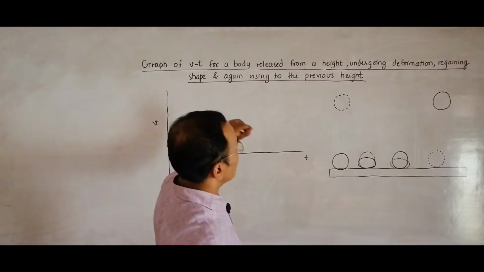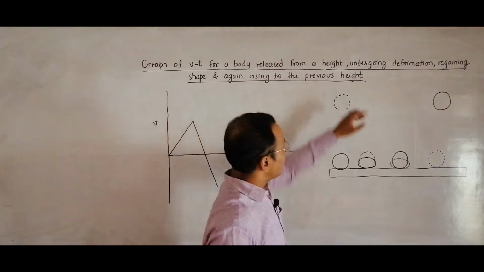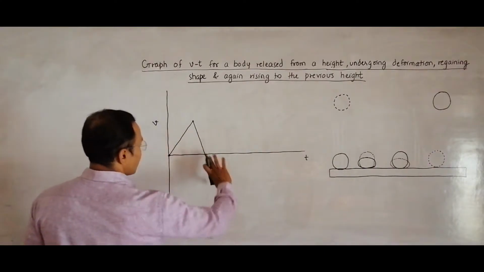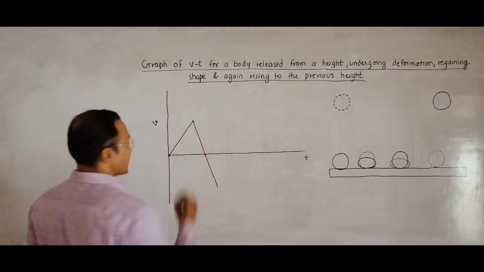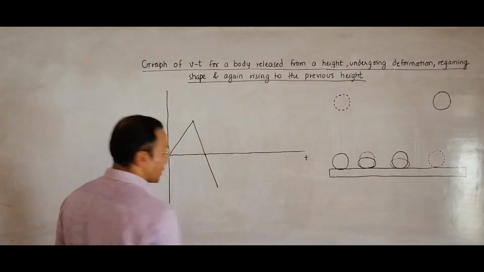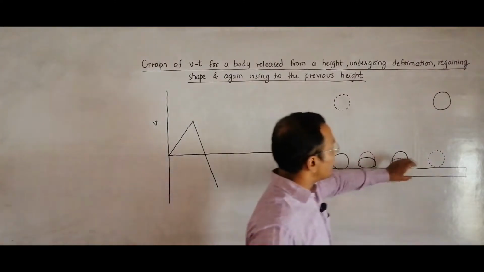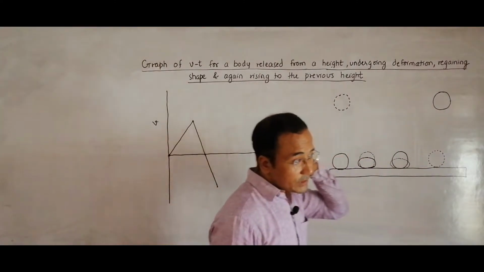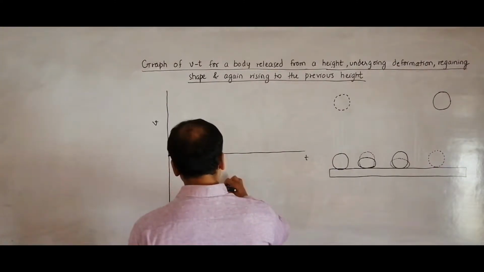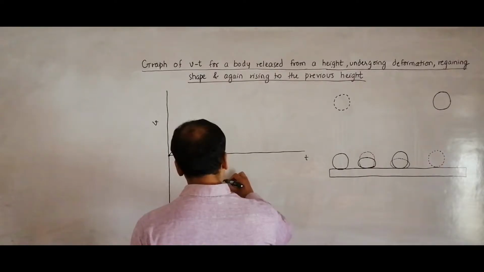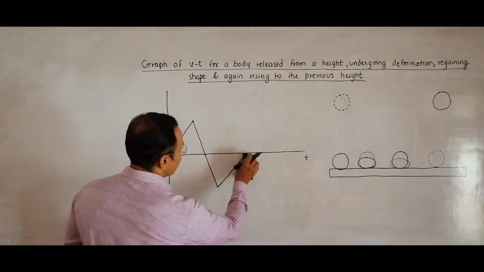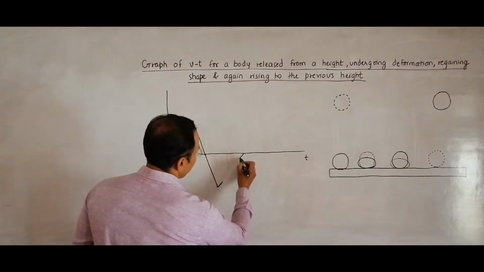Now since we have assumed that it rises to the previous height, we assume that the collision here is elastic. Elastic means that this velocity should be the same as this. If it is not equal, I must make it equal. Then from here it rises, and when it rises, it is under the influence of gravity. So the slope here should be the same as this. This slope should be the same as this because of that g factor.